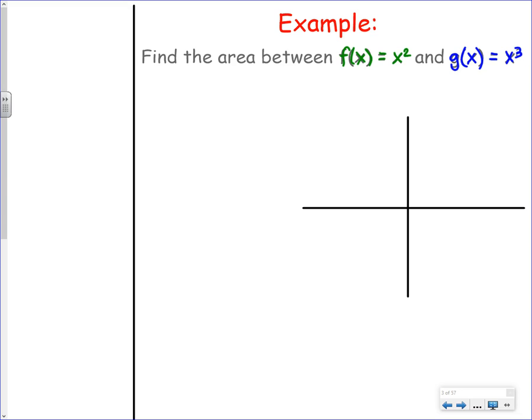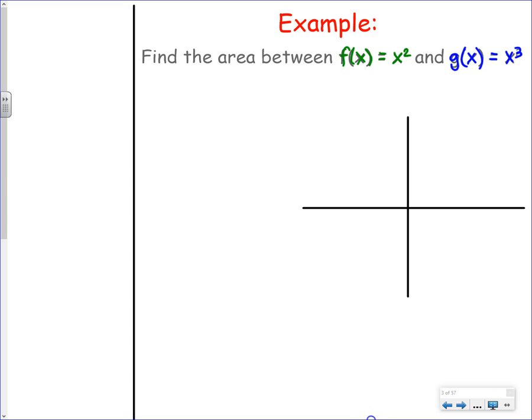Step number 1 says, figure out who's on top. I don't know who's on top. Is x cubed on top? Is x squared on top? Okay, so maybe Tyler's saying maybe we should think about the bounds and get a little picture. But how are we going to figure out the bounds?